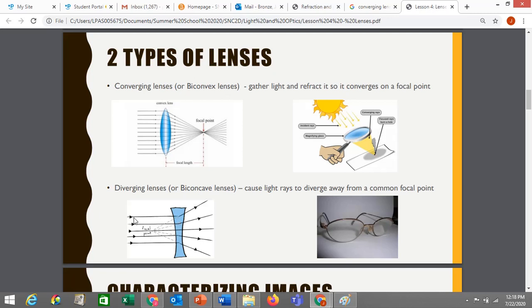So diverge means send on different paths. If you have light rays that are parallel to the principal axis going through a diverging lens, they will diverge, right? They will separate. But they will separate in such a way that if you were to extend those rays backwards in a straight line, they would all go through the focus on the other side of the lens, the side of the lens that the light's originally coming from. So here, rays parallel to the principal axis will converge on a focal point on the other side of the lens. Here they will diverge, but they can extend virtually back to a focal point on the same side of the lens.